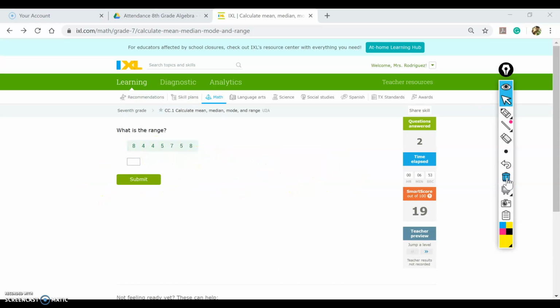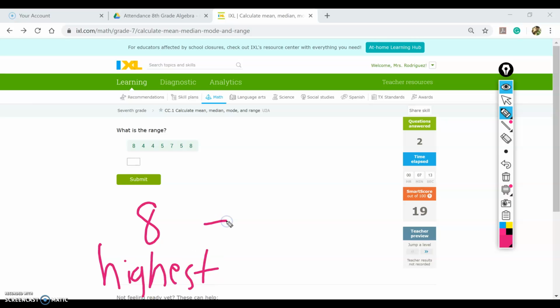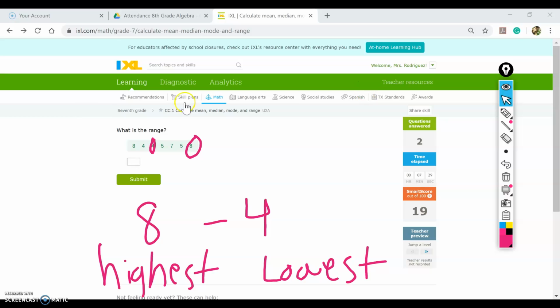Okay, let's do this problem here. The next problem is asking me to find the range. The range is the difference between the highest number and the lowest number. So what I would do is identify my highest number. Of all those numbers, it's 8. This one is the highest. Now I need to subtract the lowest number, which in this case is 4, right? The difference between those two numbers, 8 minus 4, is equal to 4. So if I type 4, it would be correct.